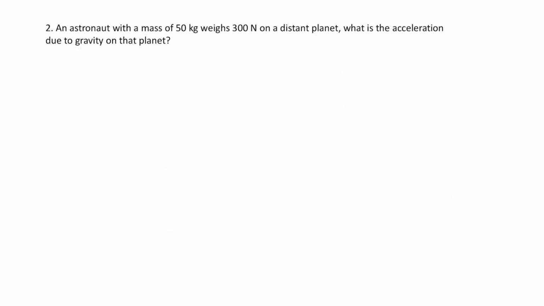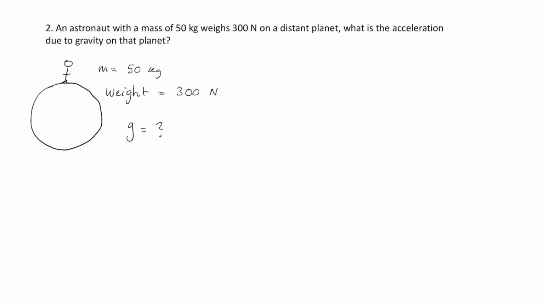Now let's move on to our second question. Here we have an astronaut with a mass of 50 kilograms who weighs 300 newtons on a distant planet. And we want to know what is the acceleration due to gravity on this planet. And now this is a super easy question if you can remember that an object's weight is equal to mg.